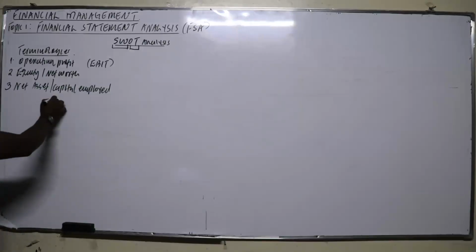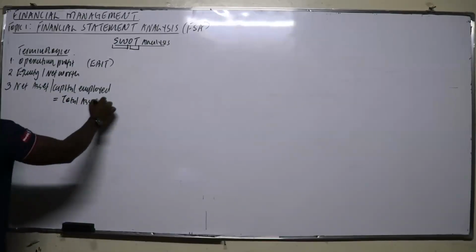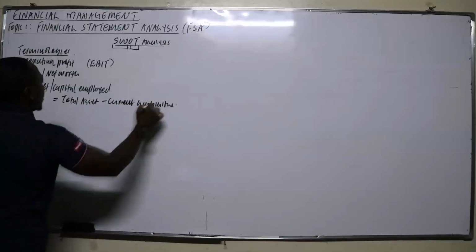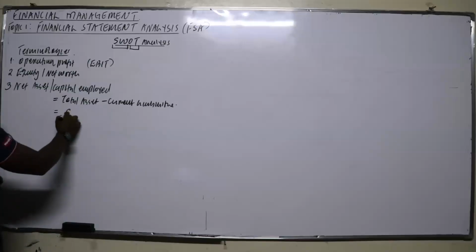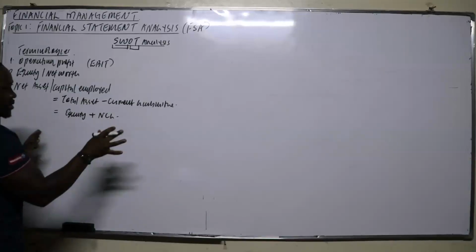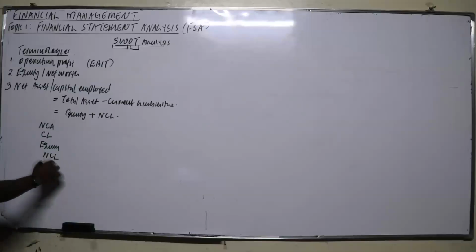So net assets is the total assets less the current liabilities, which is also equivalent to the equity element plus the long-term debt, that is, the non-current liability. You may say that the statement of financial position is classified into two: the assets part, then the equity and liabilities part. For the assets, we have the non-current assets and the current assets. Then we have the equity and liabilities, and for liabilities there are two: the non-current liability and the current liability.